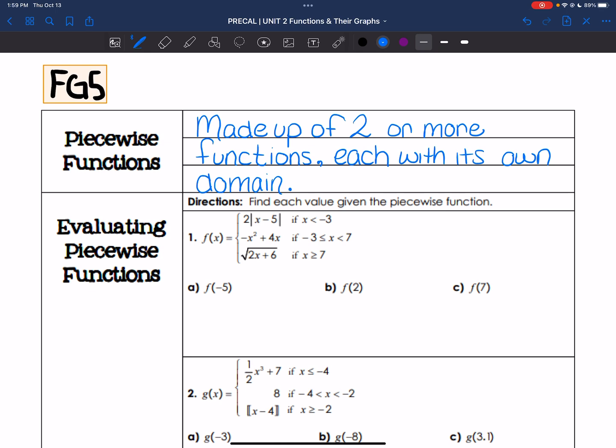In today's video, we are looking at piecewise functions in this unit on functions and their graphs. And today we're looking at what happens on the left side and on the right side of our graphs of functions when they have discontinuities. So let's begin with discussing what are piecewise functions.